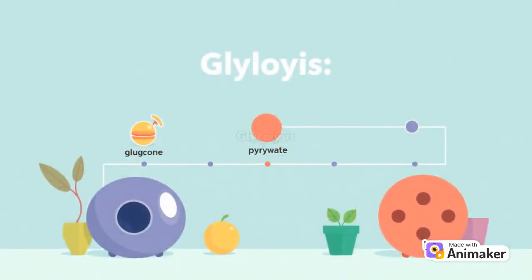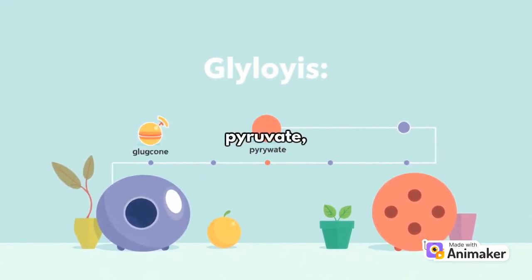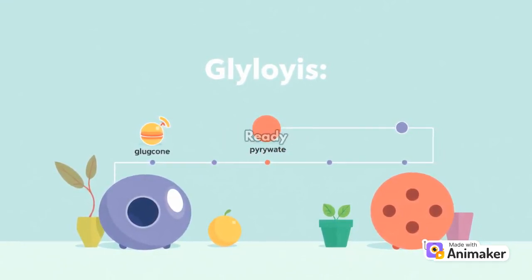Quick recap, glycolysis occurs in the cytoplasm with glucose, yielding pyruvate, ADP, and NADH. Ready for more?